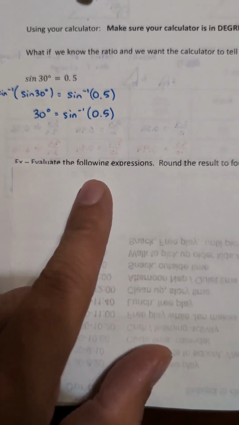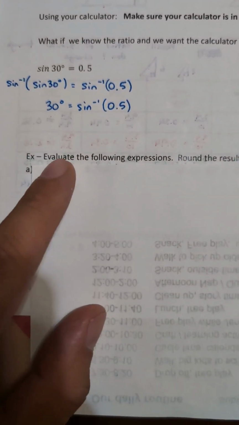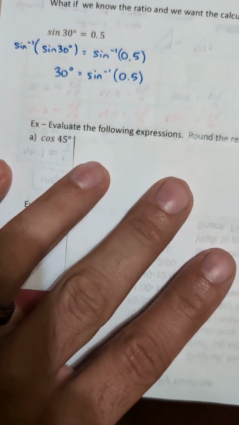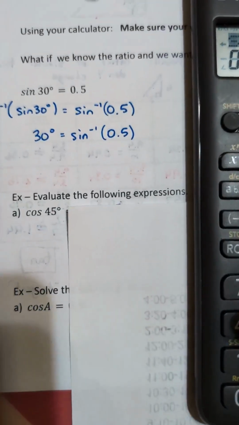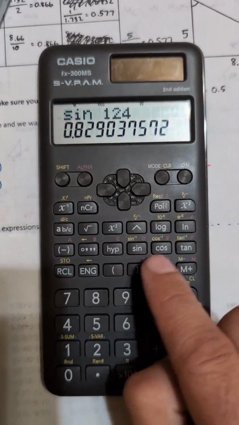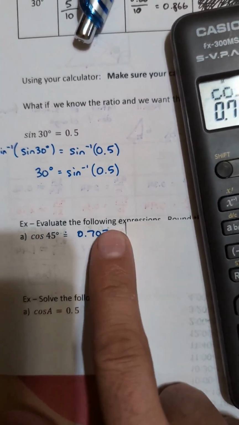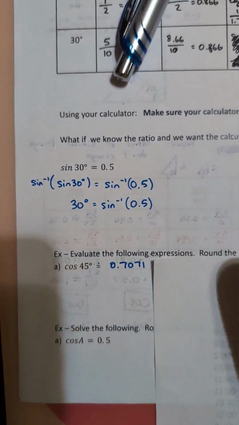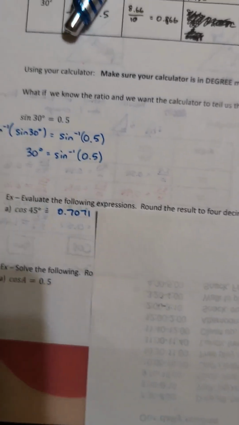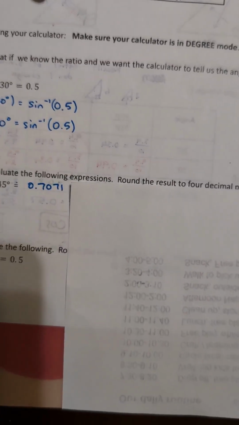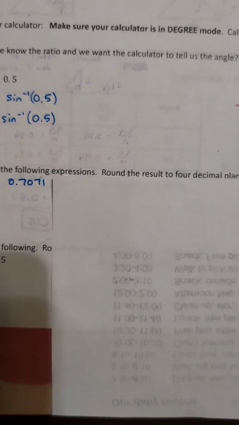This example is just evaluate, which means calculate these following expressions, and we're going to round to 4 decimal places. The first one is, can we just calculate cos of 45? So basically, do you know how to use your calculator to calculate sine, cos, and tan? So cos 45, we get 0.7071. And now I do want you to make sure you get these same answers on your own calculator. And if you're having any trouble, send me an email or ask me in class.